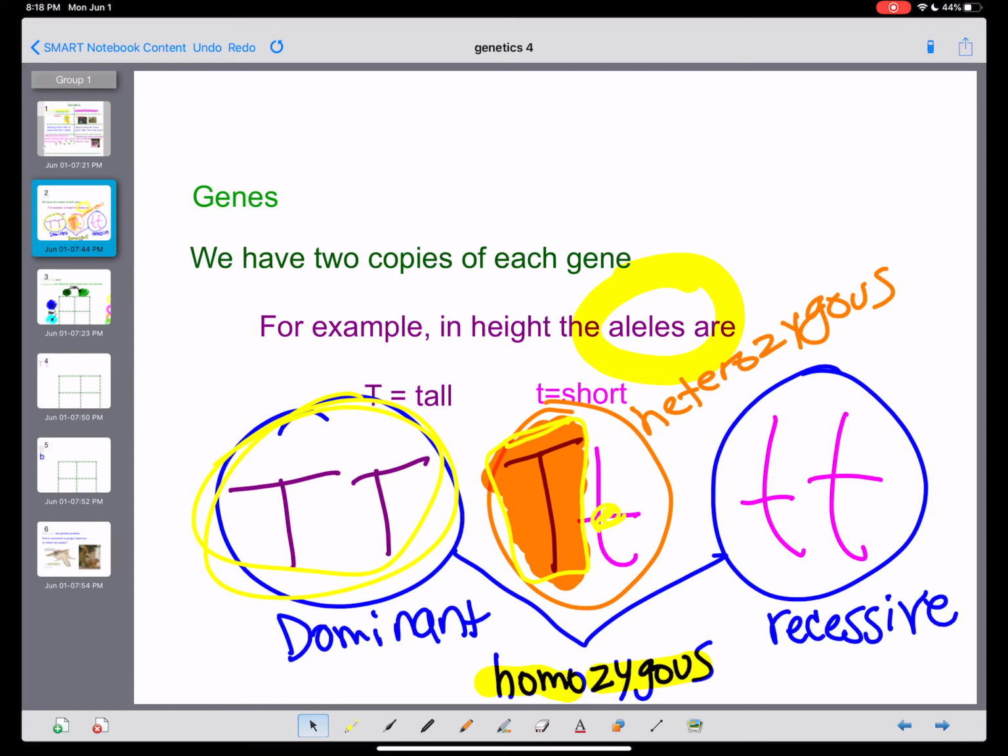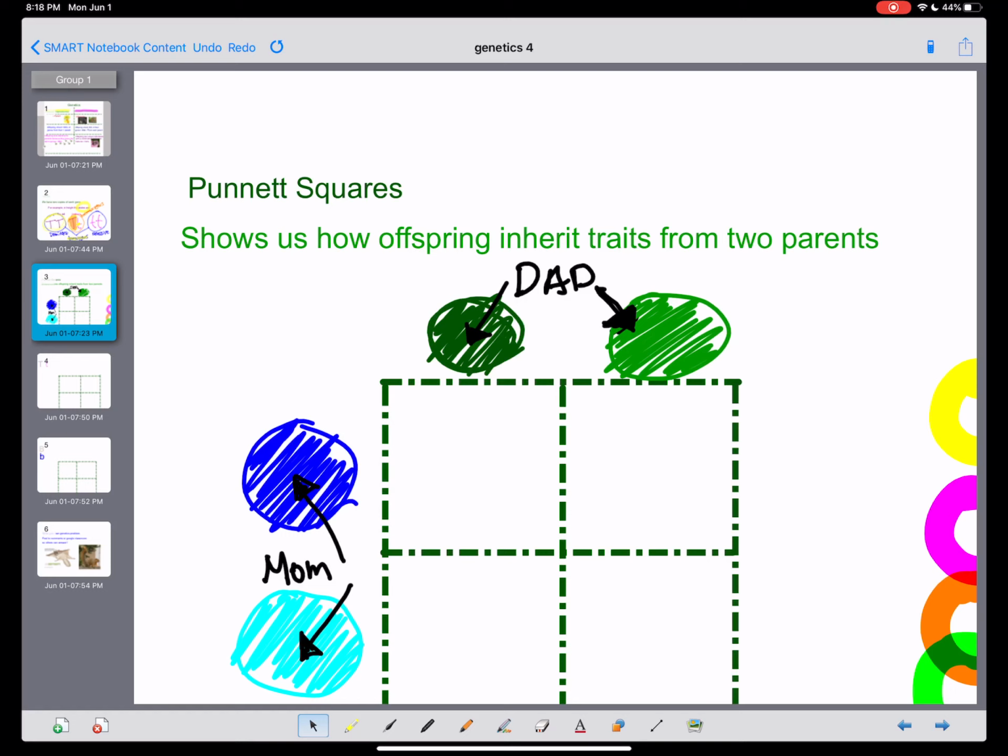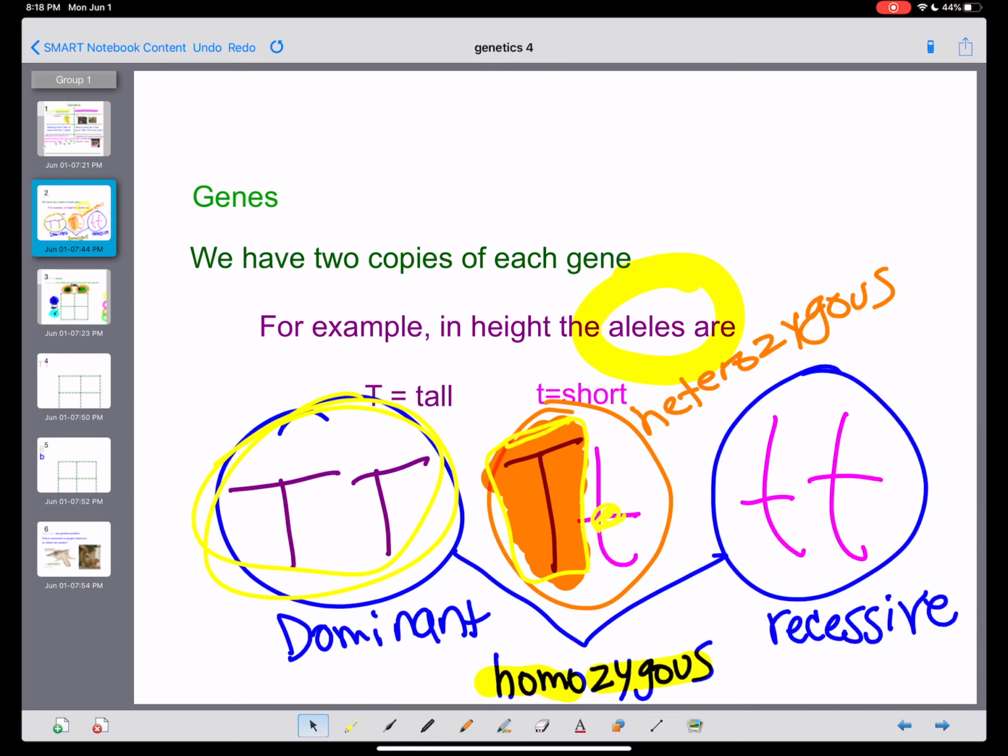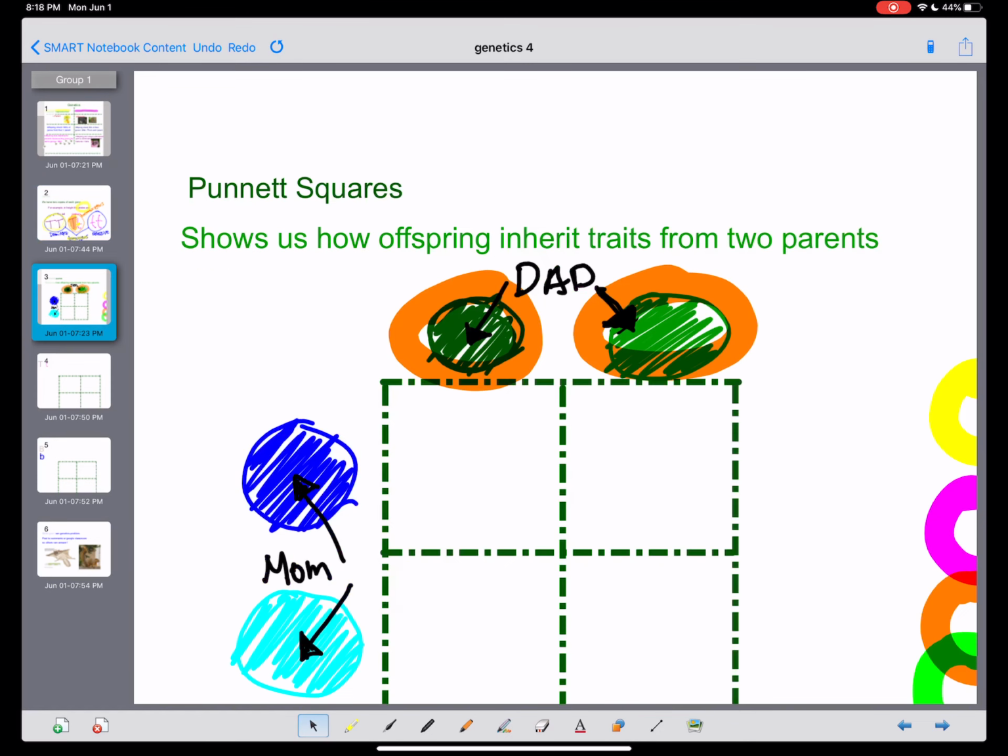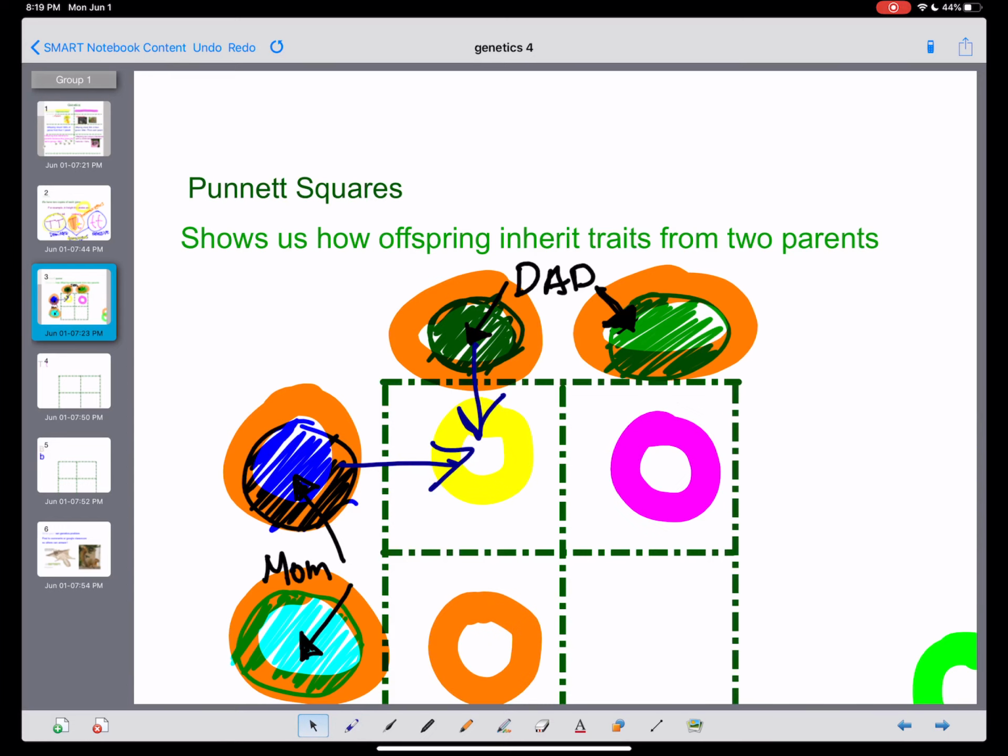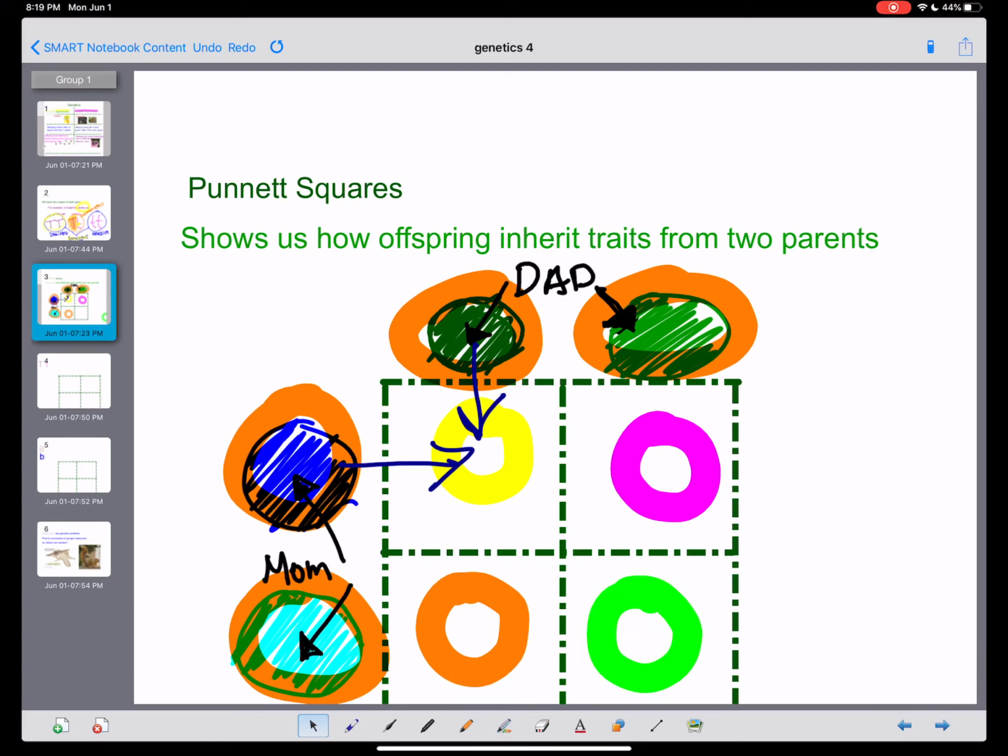Let's do some examples. So to figure out what the offspring is going to look like, first we have to know what the genes of both parents are. So remember that each living thing has 2 copies of each gene. So this is dad's 2 copies, and then over here we have mom's 2 copies. And these will be brought down into these boxes and will form whatever the offspring are going to be. So this would be like if there were 4 offspring, what the 4 offspring would look like.